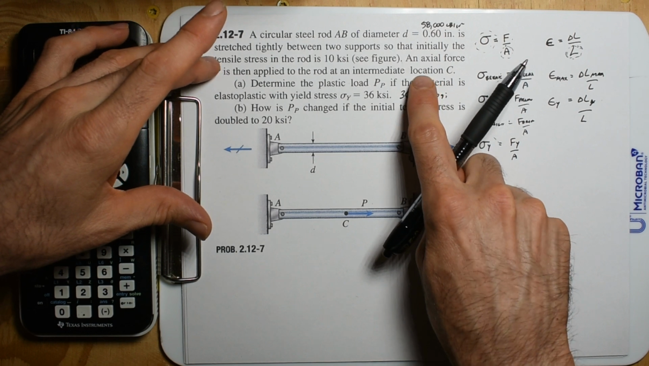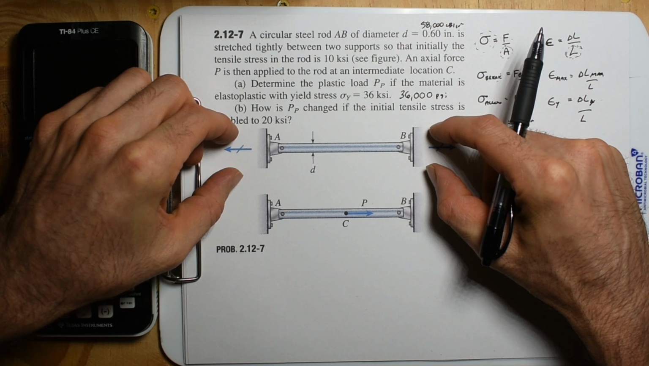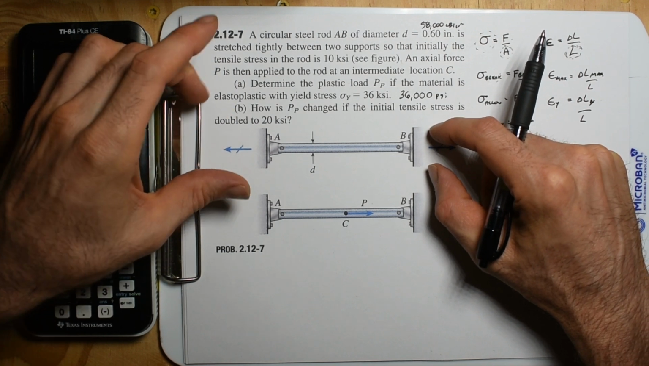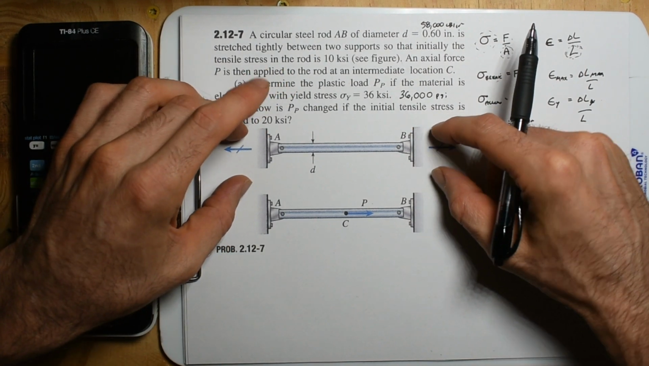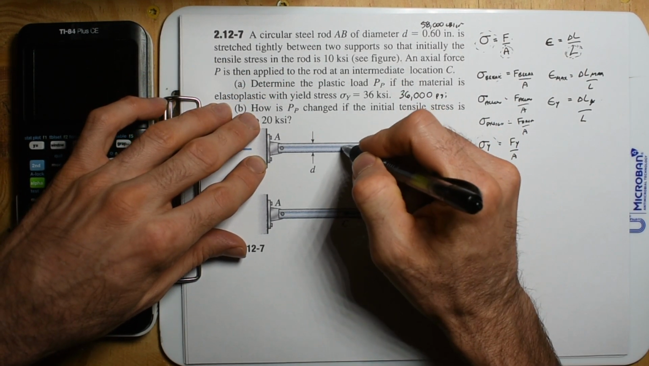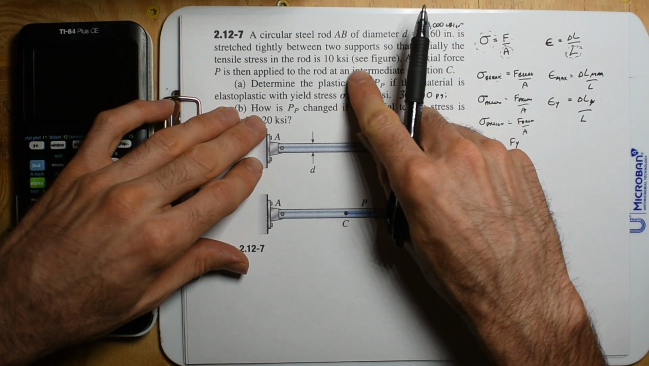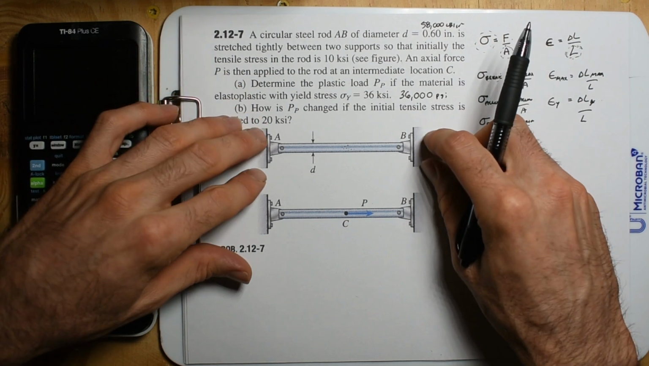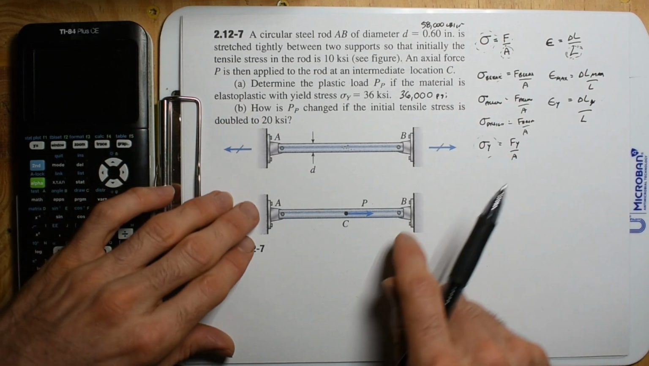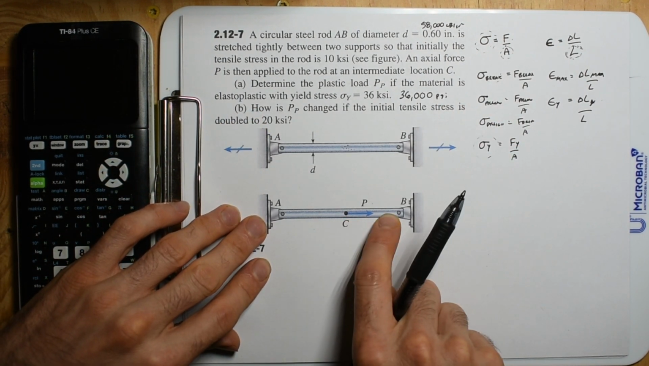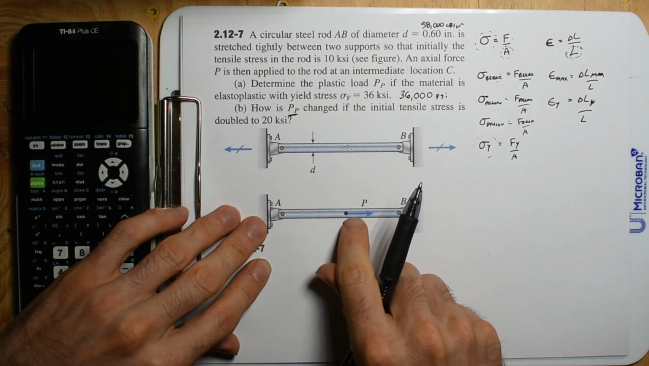Now this problem says we're going to pre-stress this steel bar with 10,000 pounds per square inch. So whatever force is required to get the stress in the bar to 10,000 pounds per square inch, that's what we're pre-stressing it with. Then the problem says we're going to apply a load P this way, and we want to know the max load before it turns plastic.